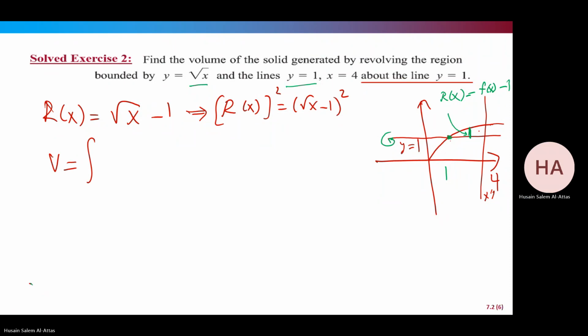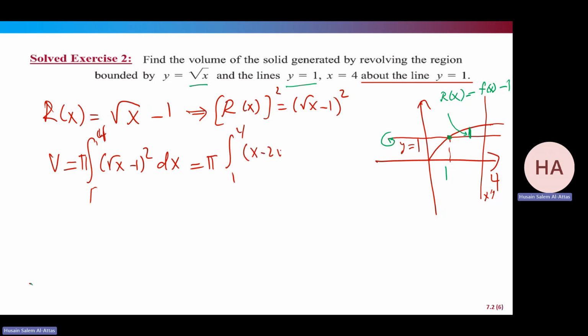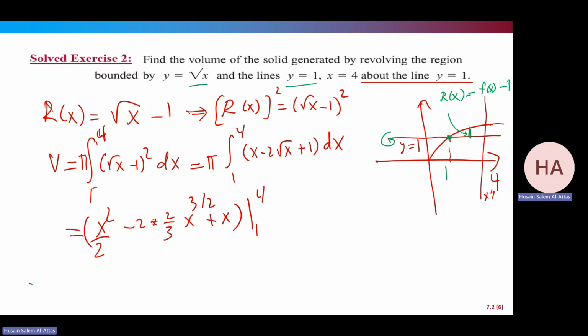This is the area, so it will be from 1 to 4 of pi times r squared dx. That gives me pi times the integral from 1 to 4 of x minus 2 root x plus 1 dx. So do the calculation: x squared over 2 minus 2 times 2 over 3 x to the power 3 over 2 plus x, from 1 to 4. We'll do the calculation. Don't forget the pi.